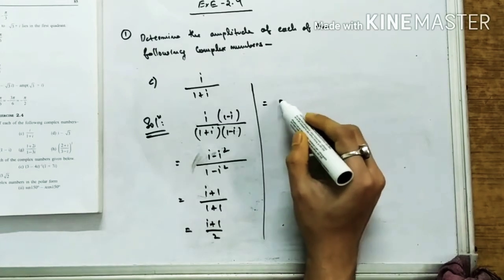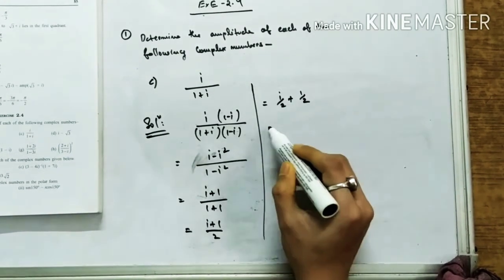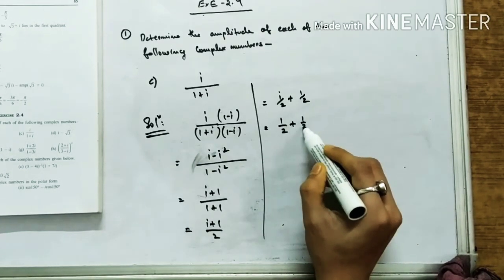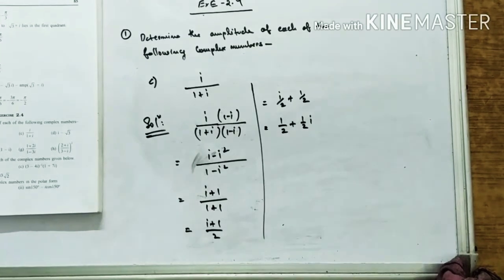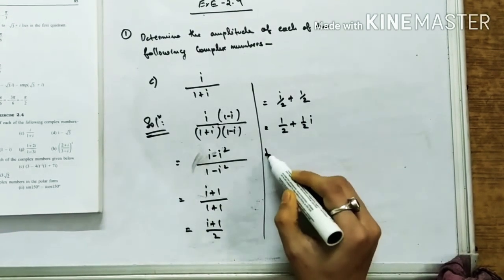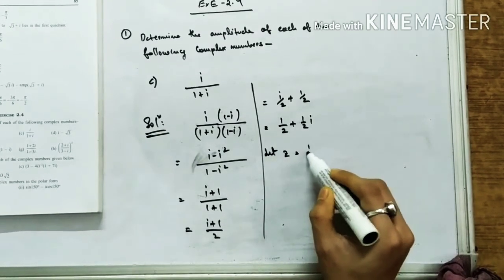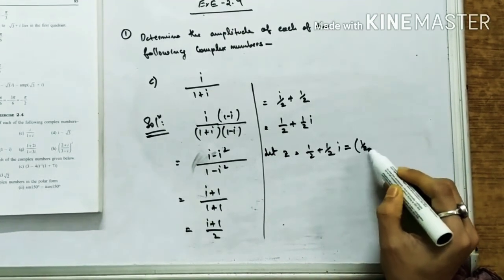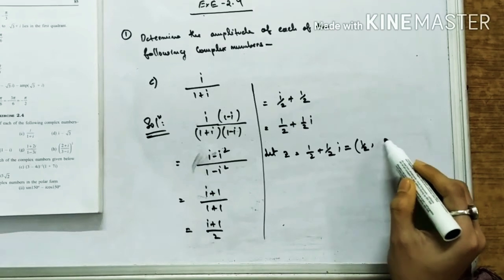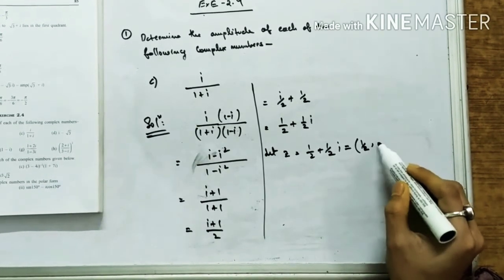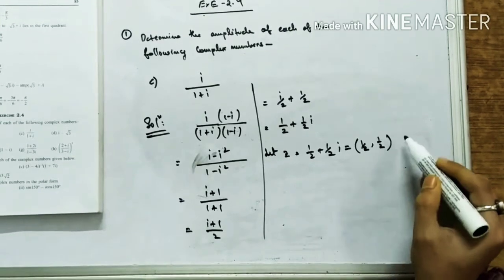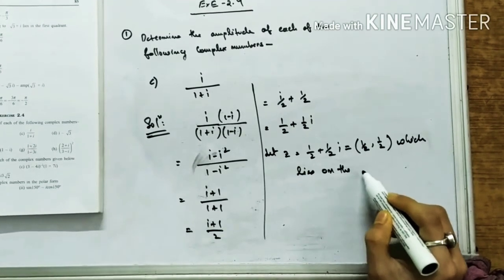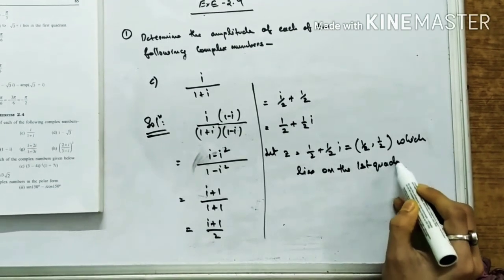So this one I can write as i by 2 plus 1 by 2, which I can write in this way, 1 by 2 plus 1 by 2 i. So if you want, you can say that let z is equal to 1 by 2 plus 1 by 2 i. If you write this complex number in ordered pair, it will become 1 by 2 comma 1 by 2. This point lies on which quadrant? This point lies on the first quadrant. Yes, it lies on the first quadrant.